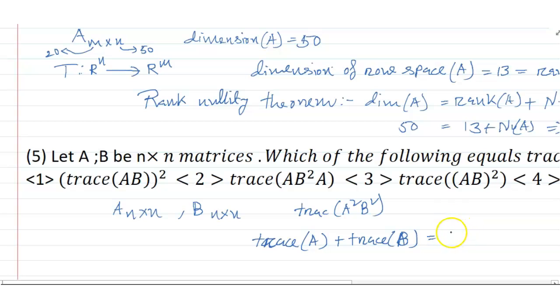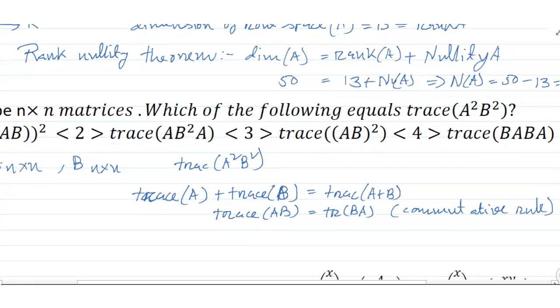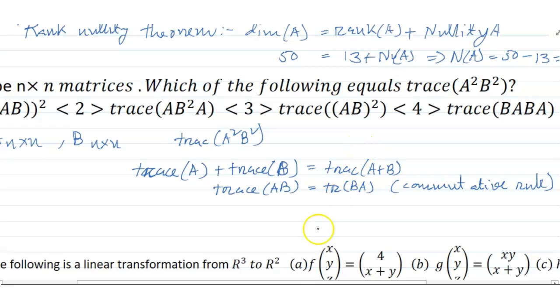is equal to trace of A plus B. This is one property. Another property is trace of AB equals trace of BA, which means it follows the commutative rule. So whatever you see, it follows the commutative rule.